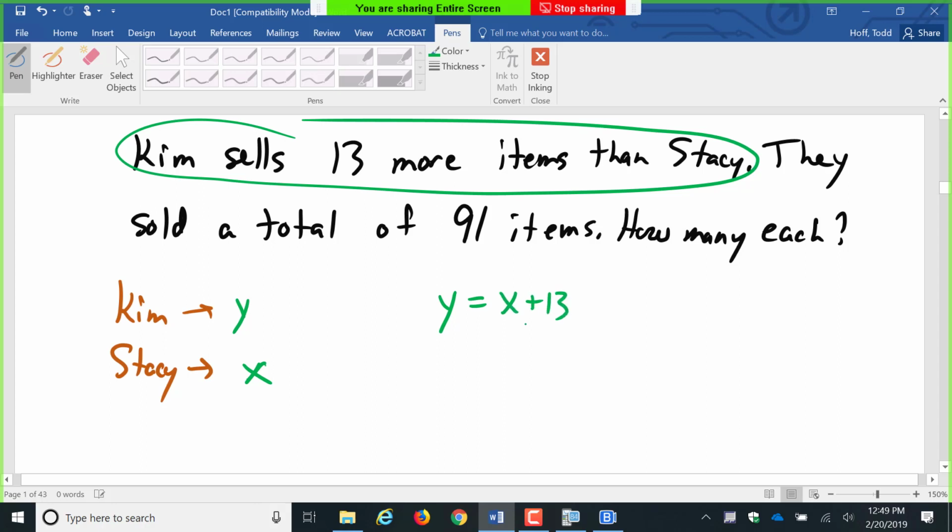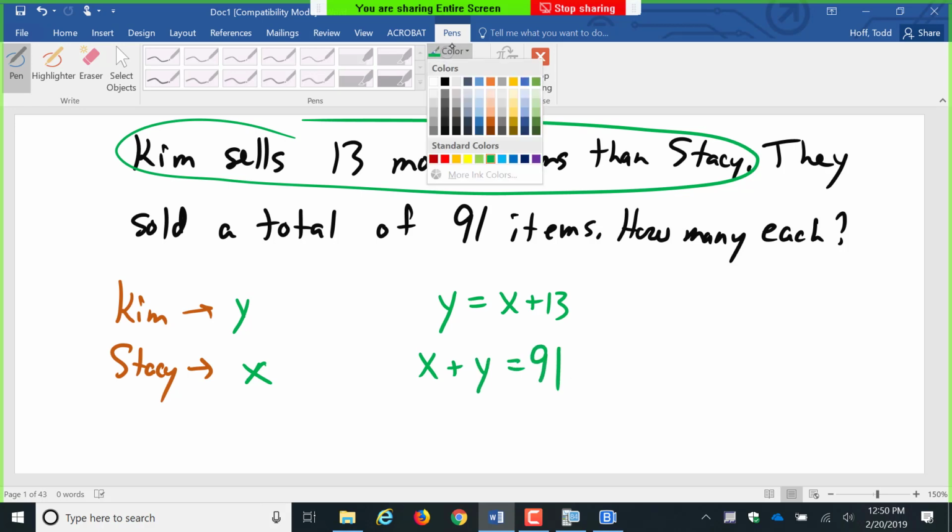Would it have made a difference if we defined them the other way? No, it wouldn't have. It would be X equals Y plus 13, and that'd be fine. My brain just tends to like having X be the smaller one for some reason. What's the other relationship between them? X plus y equals 91.